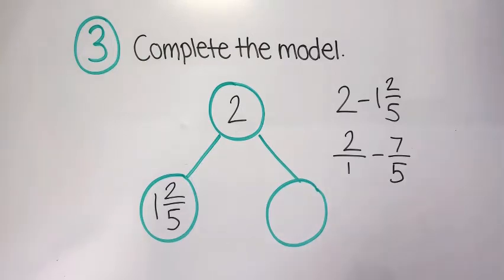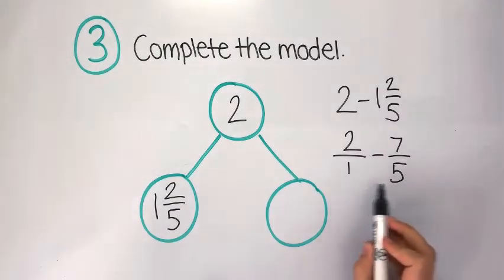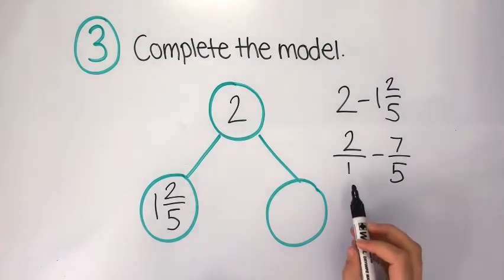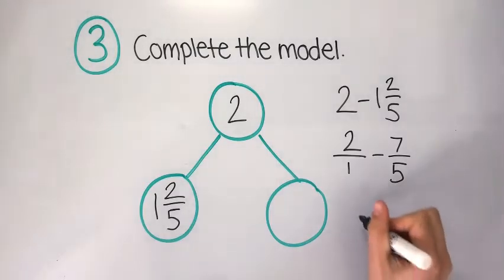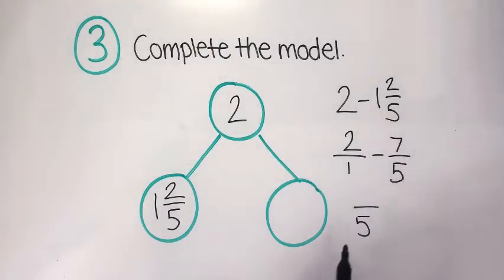Now, when we're minusing fractions from each other, we need the denominator, which is our bottom number, to be the same. Now, to make them the same, we can times the bottom number by 5. Whatever we do to the bottom, we also do to the top. So, if we have times 1 by 5, we are also going to times 2 by 5. 2 times by 5 gives us 10.